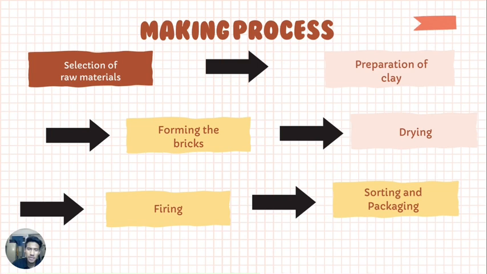The primary raw material for brick is clay. We can see it is usually obtained from natural deposits or mines. The quality of the clay is crucial, as it will determine the characteristics of the final brick.